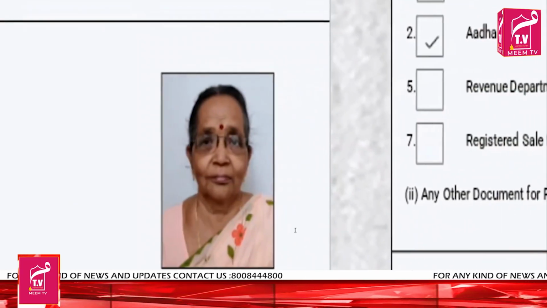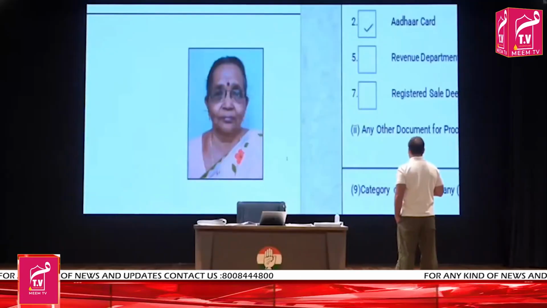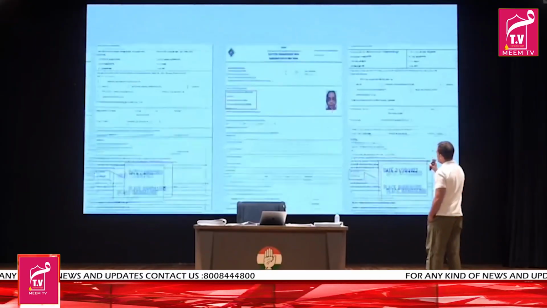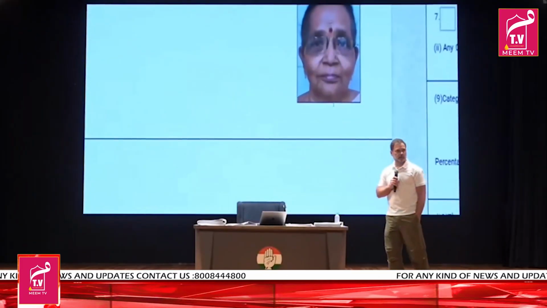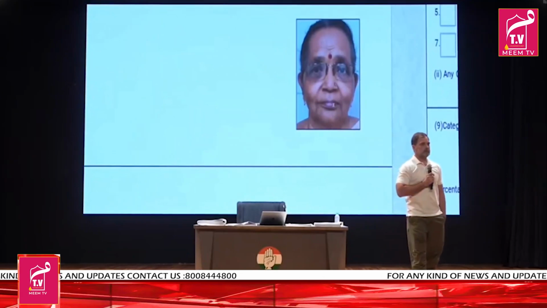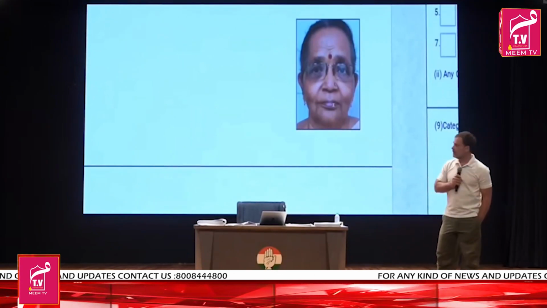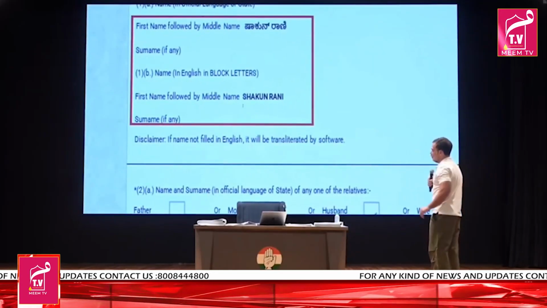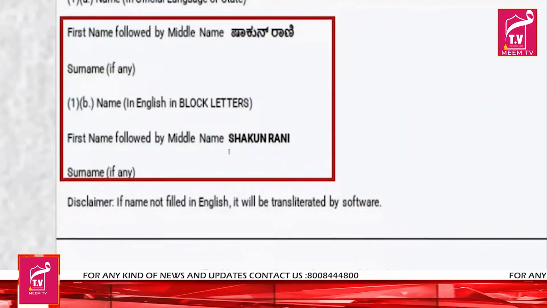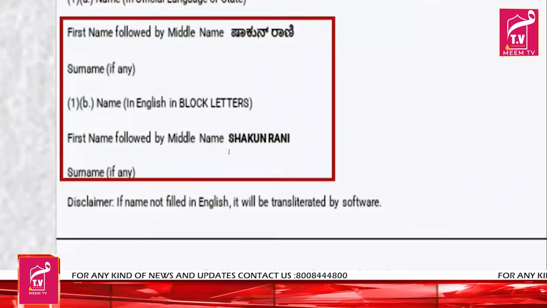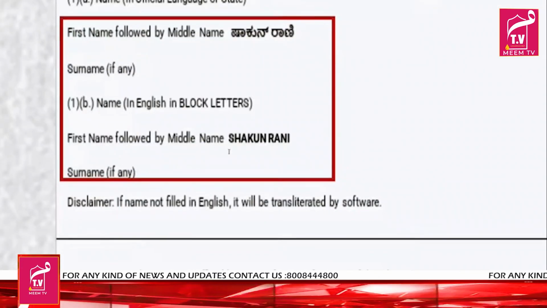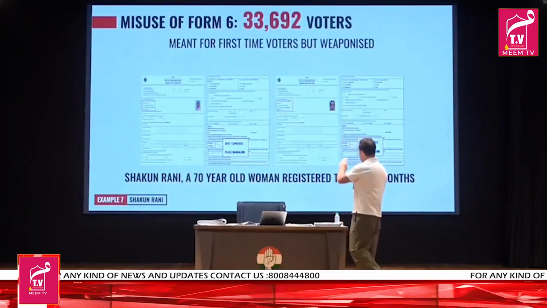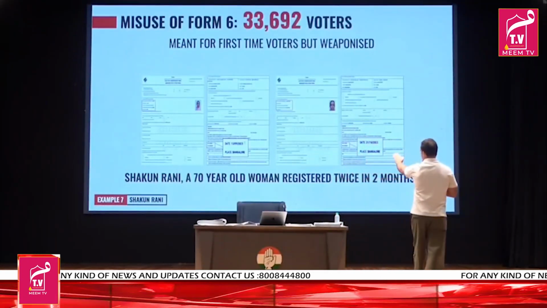Now look at her picture. That's a picture. Now go to the other picture. So this is essentially a zoomed in picture that they've taken. And this is now suddenly a new voter. Go back. Now she has no surname, but her first name is Shakun Rani. Right?